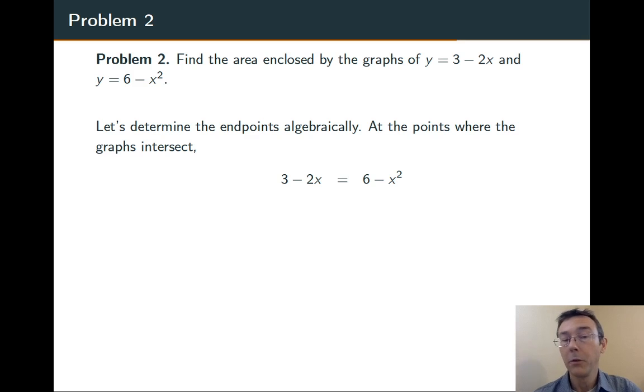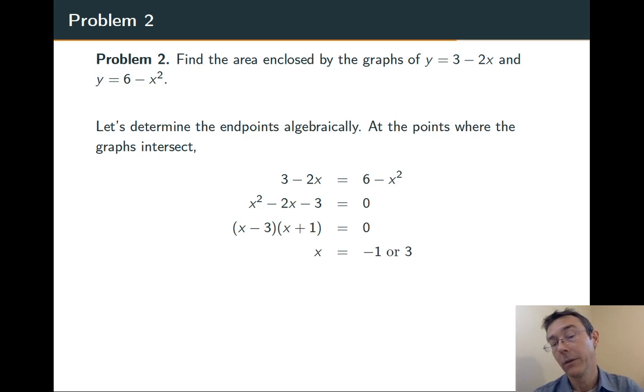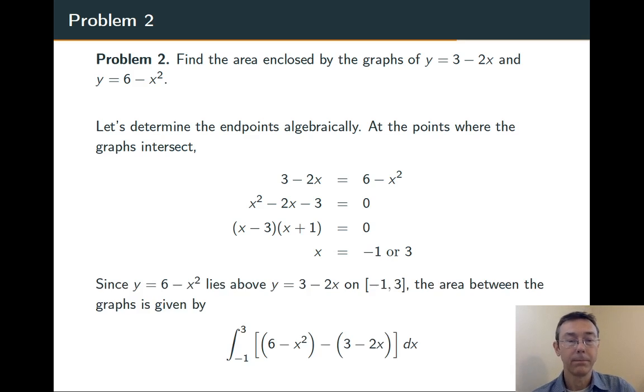When I have two polynomials equal to one another, I want to move everything over to one side, so I get the polynomial equal to 0, and then factor. The reason this is helpful is that when I have a product equal to 0, one of the factors has to be equal to 0. So here, either x equals negative 1 or x equals 3. Those are going to be the limits of integration.